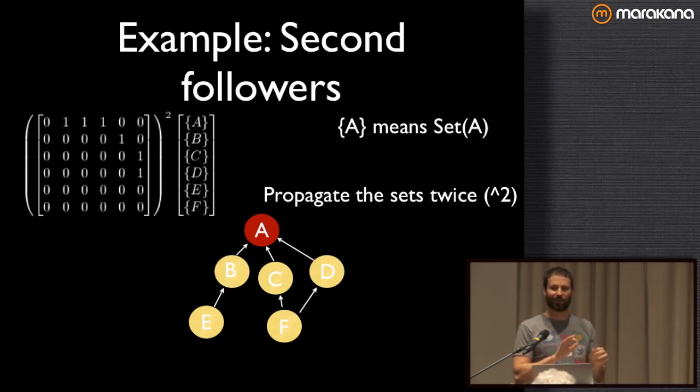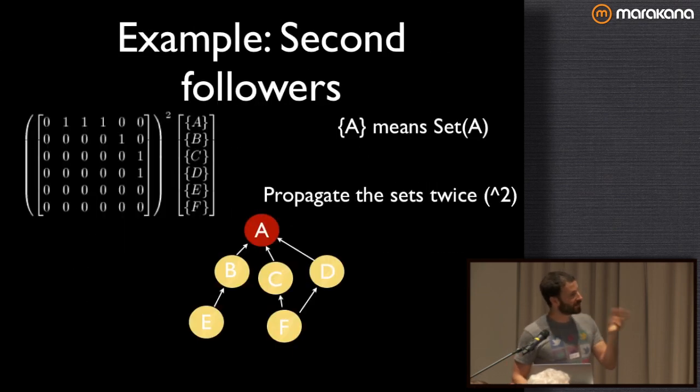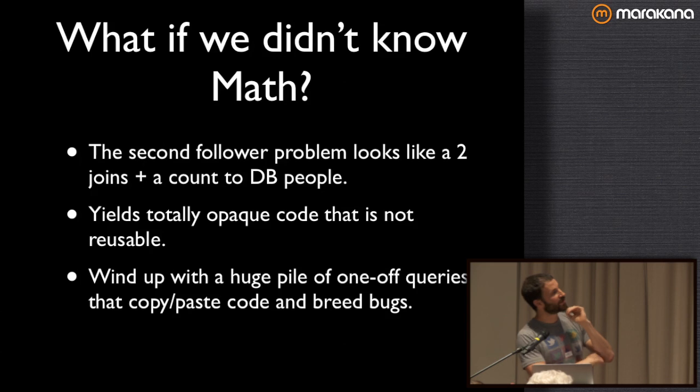He is his own 0th follower. And now once I propagate twice, I'll get the answer. I'll show the code in a second. Now, before we look at the code, what if we didn't know math?